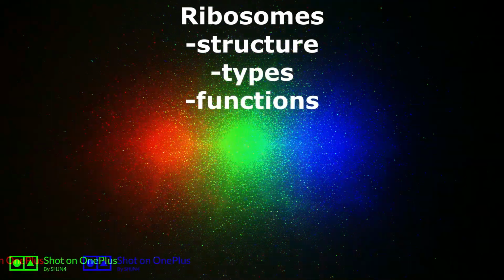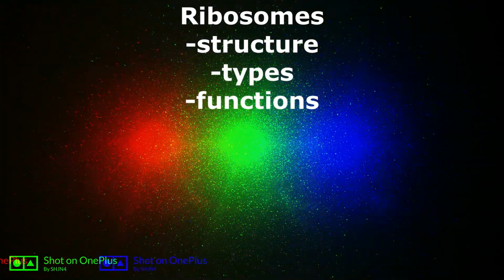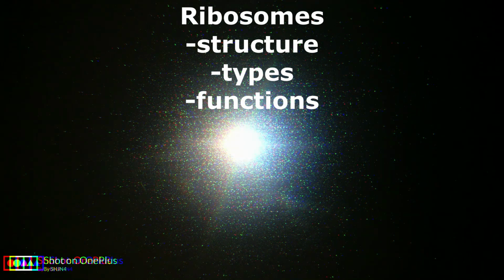Here, S, the Svedberg unit, represents the sedimentation coefficient, which indirectly measures the density and size of the ribosomes. The ribosomes of prokaryotes are 70S, while in eukaryotes the ribosomes are 80S. In mitochondria and chloroplasts, ribosomes are 70S.